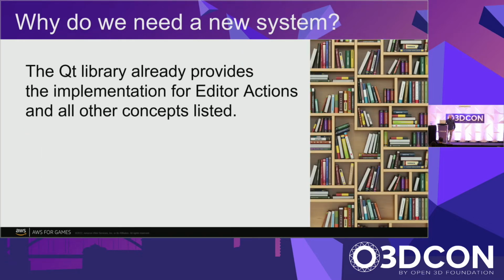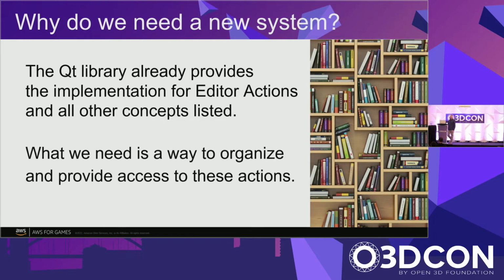So why do we need a new system at all? If you've ever used the Open3D engine and worked with its UI, you will know that we use a library as a foundation for our UI called the Qt library. And the Qt library already provides the implementation for pretty much all of these concepts. We have a QAction, QToolBar, QMenu, etc. So we don't really need an implementation for the core concepts. What we need is a better way to organize and provide access to these actions from many different places. And the reasons why is going to be very clear pretty soon.